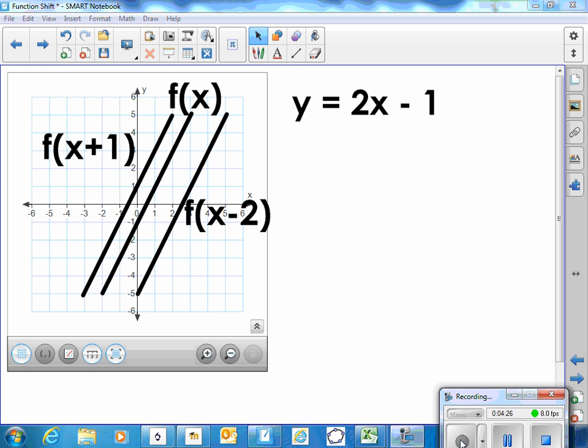So I labeled those. The one in the middle would be called our original function, y equals 2x minus 1. If I shift it by adding 1, I get this graph. If I shift it by subtracting 2 from x, I get this graph. So that would be a function shift.